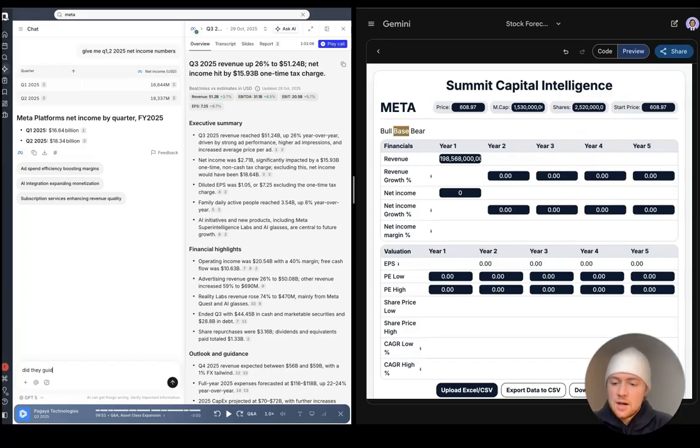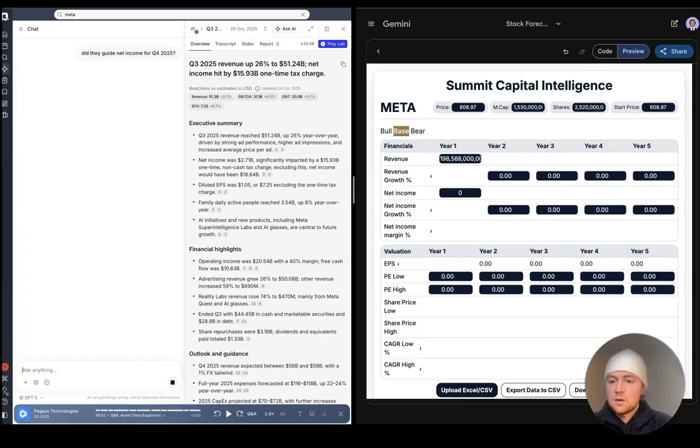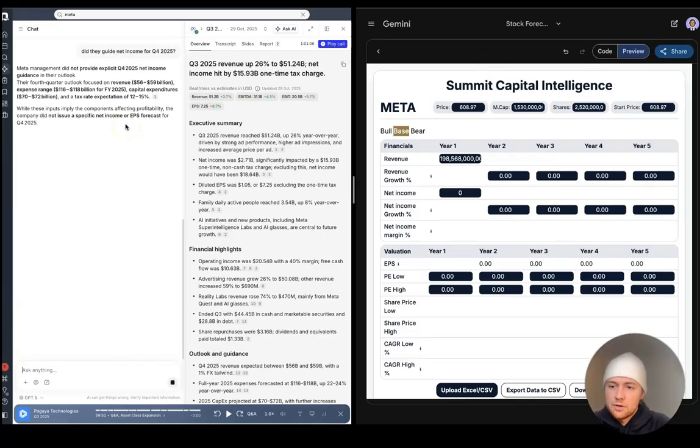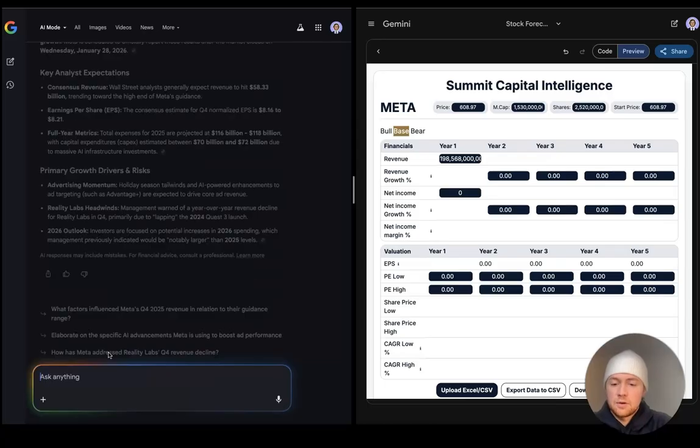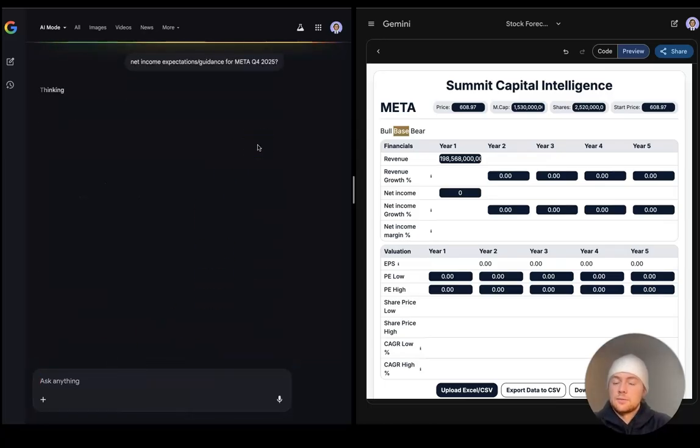Now let's see if they guided. They probably didn't, but typically companies guide revenue, not net income. So let's see net income expectations guidance for Meta Q4 2025. Let's see here.